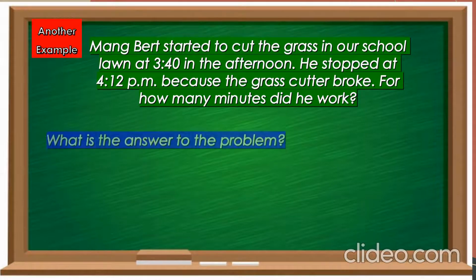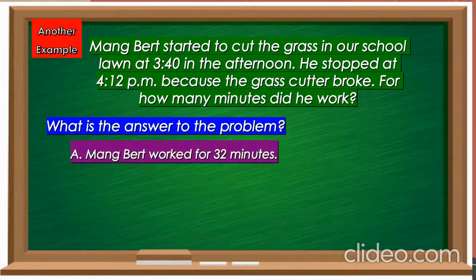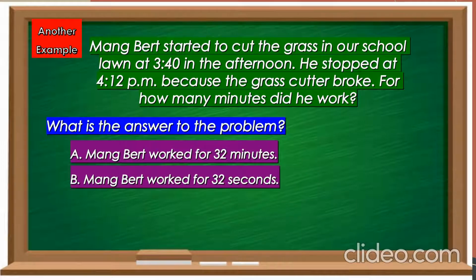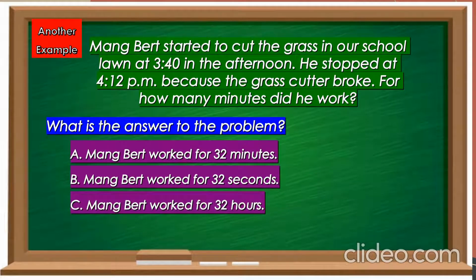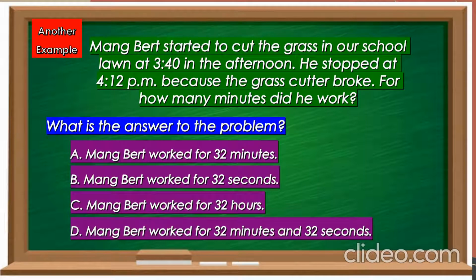What is the answer to the problem? A, Mangbird worked for 32 minutes. Letter B, Mangbird worked for 32 seconds. C, Mangbird worked for 32 hours. Or letter D, Mangbird worked for 32 minutes and 32 seconds. The answer is A, Mangbird worked for 32 minutes.